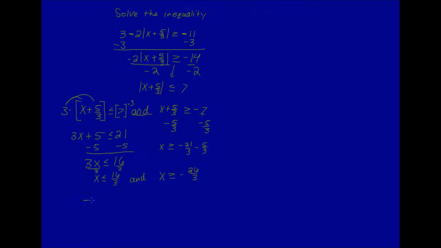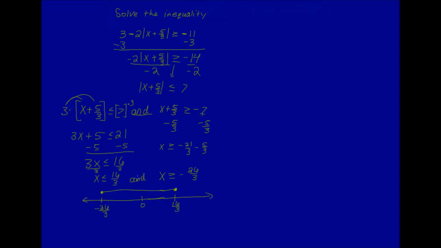Let's look at what this graph looks like. We'll put 0 here, and 16 over 3 we'll say is about right here, and negative 26 over 3 is about right here. There's a bar underneath, so I know it's a closed dot at these two places. Less than 16 over 3 is to the left of 16 over 3, and greater than negative 26 over 3 is to the right, so this is going to come together to form a bar.